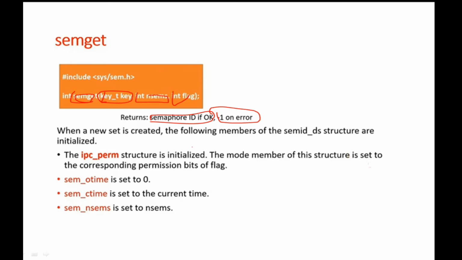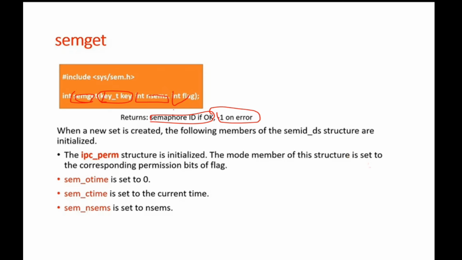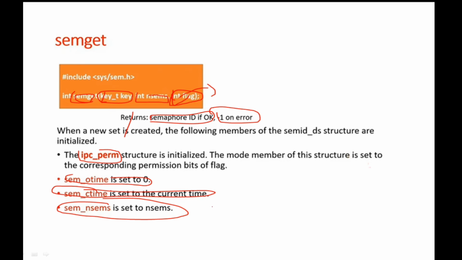When a new set is created, the following members of the semid_ds data structure are initialized. The first one is the IPC permission structure. The mode member of this structure is set to the corresponding permission bits of the flag. Here, in the flag you pass some permissions, so these values will be initialized in the ipc_perm structure. Then sem_otime is set to 0, sem_ctime is set to the current time, and sem_nsems is set to nsems.